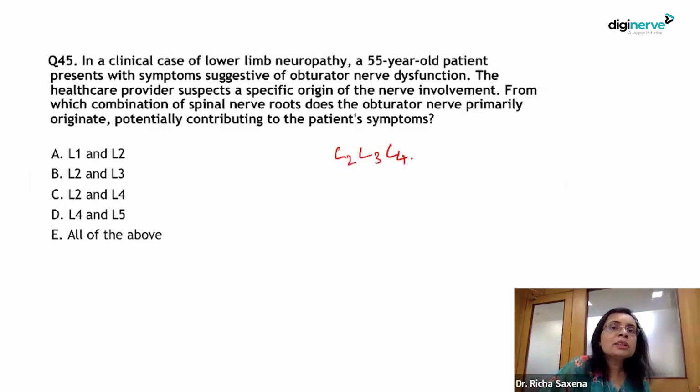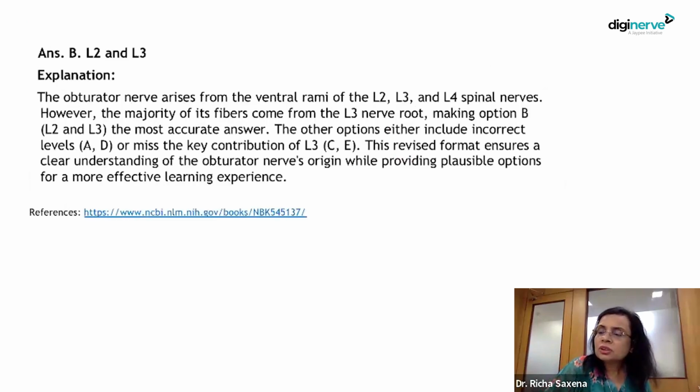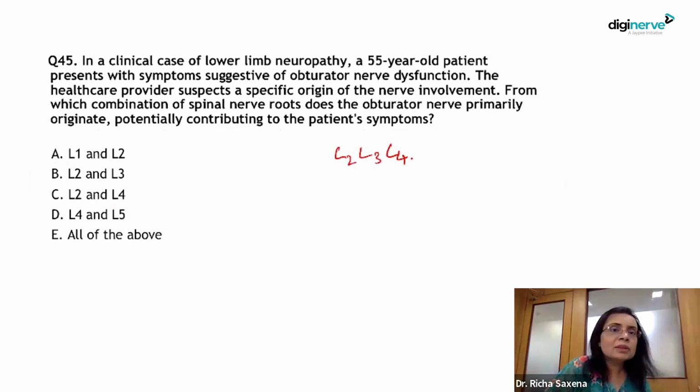Again, you should remember this for femoral nerve, for sciatic nerve, obturator nerve, pudendal nerve. All these are important. They will definitely ask, and if you know the answer, you know it. You don't have to think about it. So coming back to this question, because they do not give any option where you have L2, L3, L4, and the major contribution is from L3, the option which is L2 and L3 should be correct.